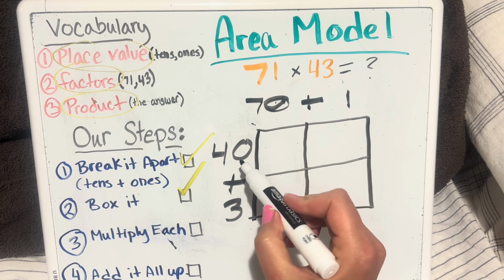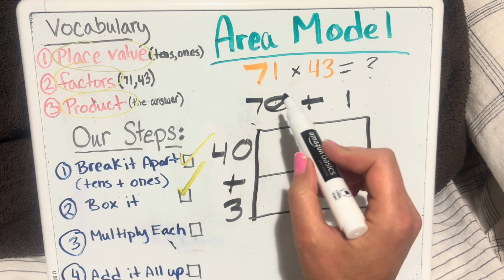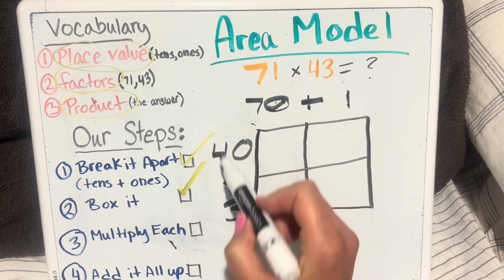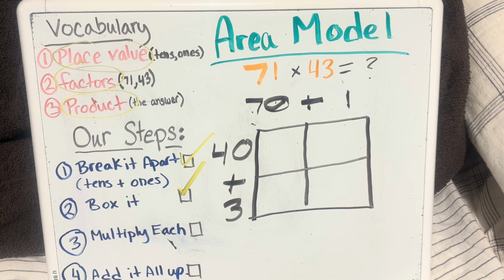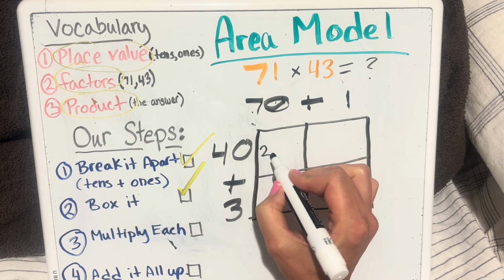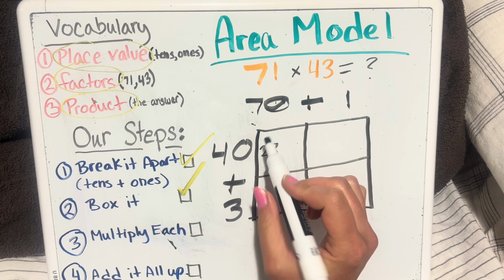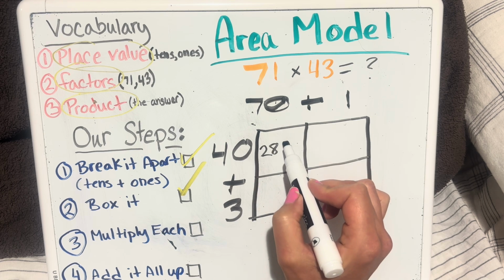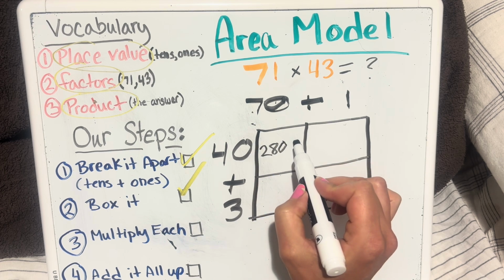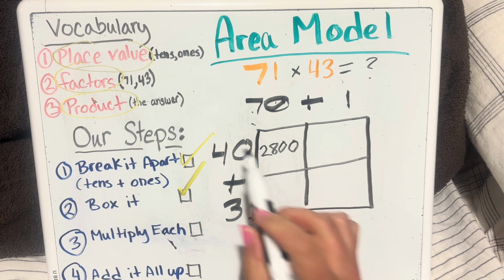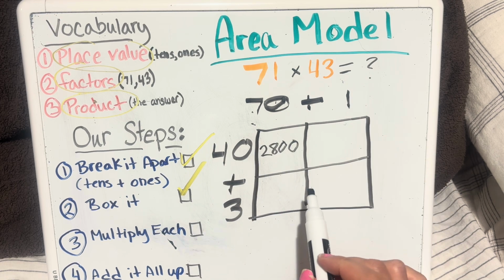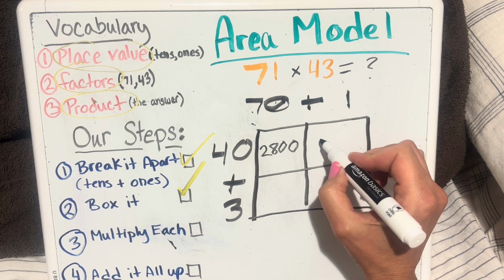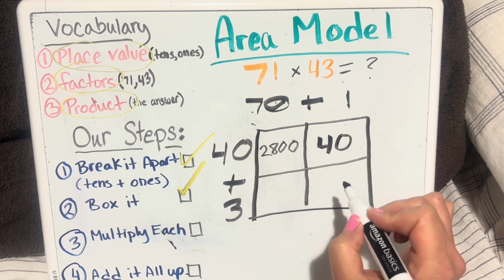So we're going to multiply 70 times 40. We know from our multiplication facts that 7 times 4 is 28. So 28, and then we have to add our zeros. So we have 1 zero and 2 zeros. Next, we're going to multiply 40 times 1. So 40 times 1 would be 40.